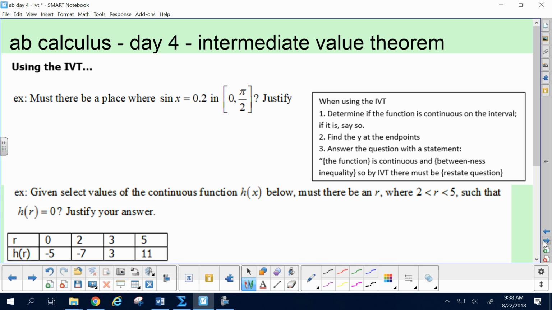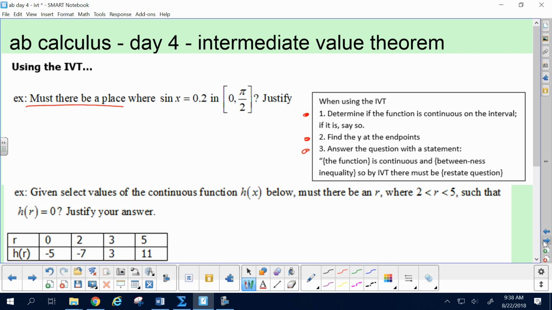As I told you, the concept isn't too hard to understand. It's got to pass through all the y values in between, and it's continuous. The writing of it is a little more difficult. But I got to tell you, last year they did very well with this, and they got it really quick. So these are the 3 things I want you to consider. This is the kind of problem you're going to see. It's not so much a calculation, but a justification or reasoning.